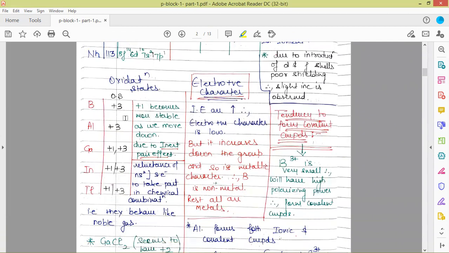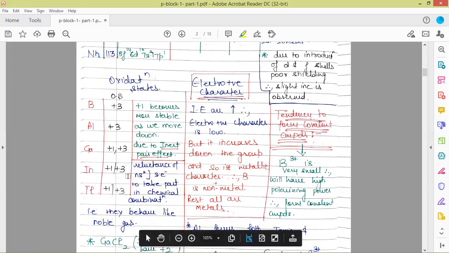So next we will be discussing the different oxidation states for the group 13 elements. The common oxidation state for group 13 elements is +3, and as we move down the group, the +3 oxidation state becomes less and less stable, and +1 becomes more and more stable. The reason behind this is the inert pair effect. What is the inert pair effect? The inert pair effect is the reluctance of ns2 electrons to take part in chemical combination, because they start behaving as noble gases as we move down the group. So the lower three members exhibit the +1 oxidation state preferably in comparison to the +3 oxidation state.